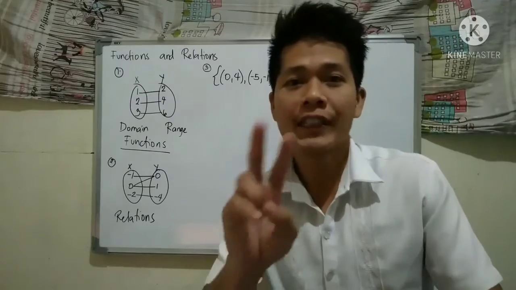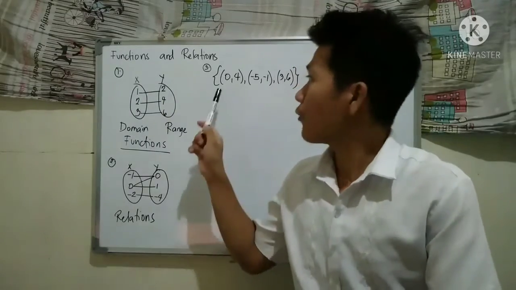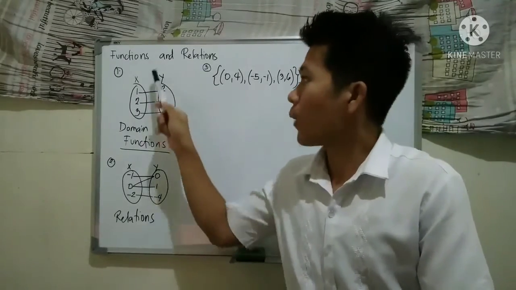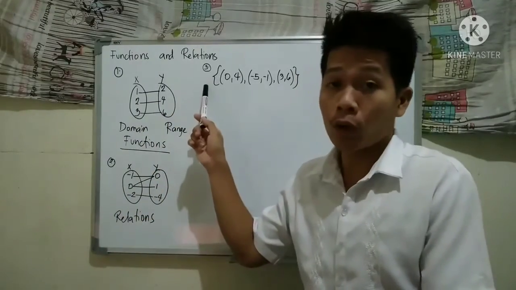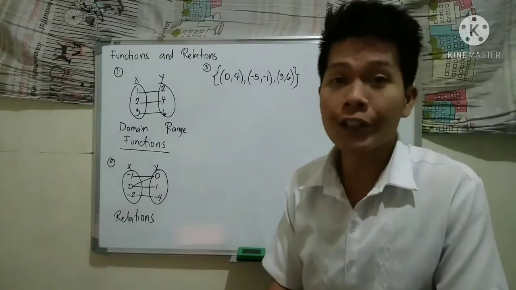Okay, for example number 3, what if we have ordered pairs? The third example is ordered pairs.